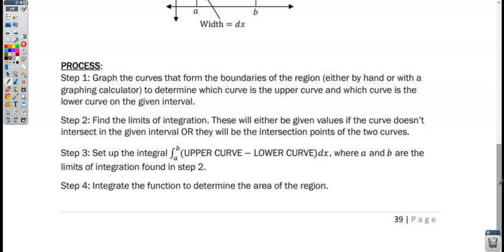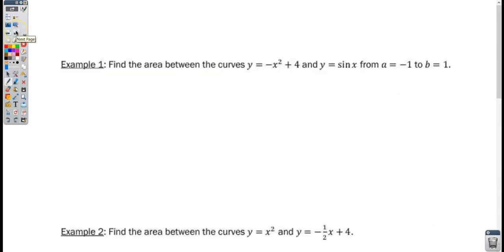Then we set up our integral from a to b of upper curve minus lower curve with respect to x. And then we integrate the function to determine the area of the region. How we integrate the function is going to depend on whether this is a calculator section or a non-calculator section. What do my directions tell me to do? In general, if you're told to do it by hand, do it by hand. If you're told to do it using the calculator, or if you're on a calculator section of the exam, by all means, do it with your calculator. Other than that, you can pick and choose as you see fit when you encounter these problems. All right, let's go ahead and start looking at some examples here.